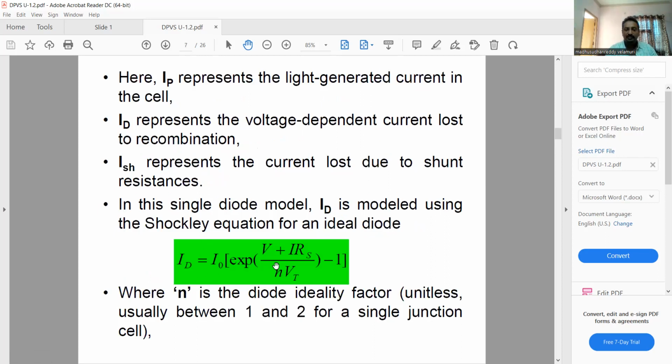What is the ID? ID is I naught into exponential of V plus I RS divided by N into VT minus 1. Here I naught is the reverse saturation current, RS is the resistance, N is the diode ideality factor, and VT is the thermal equivalent voltage, nothing but related to the forbidden energy gap. You know the forbidden energy gap for silicon is about 0.7 volts. When you apply 0.7 volts, immediately the diode will conduct. That voltage is called the thermal equivalent voltage or temperature equivalent voltage.